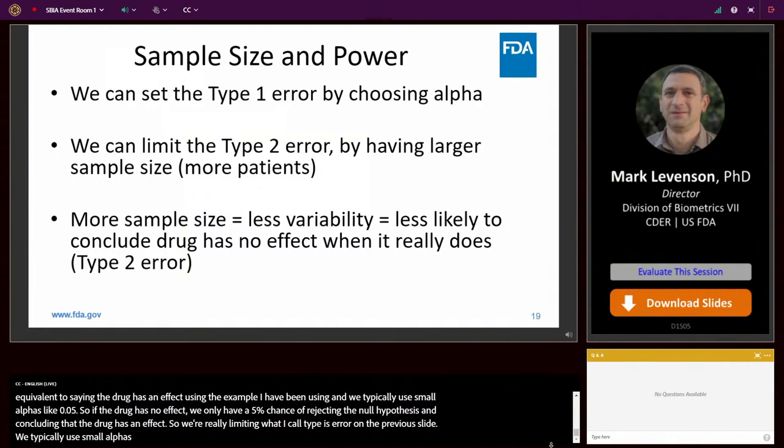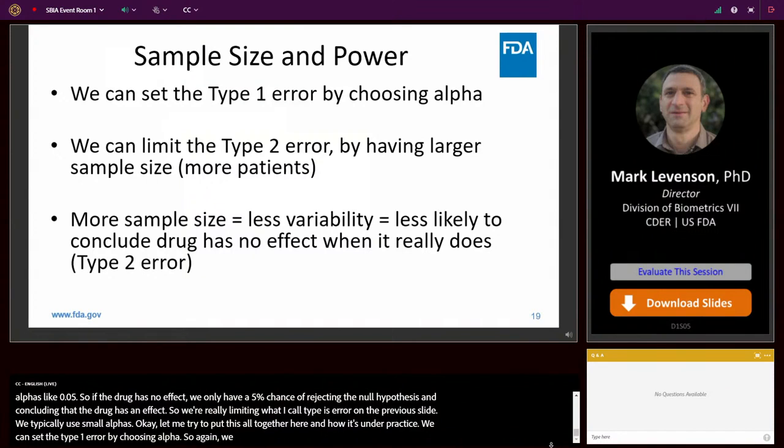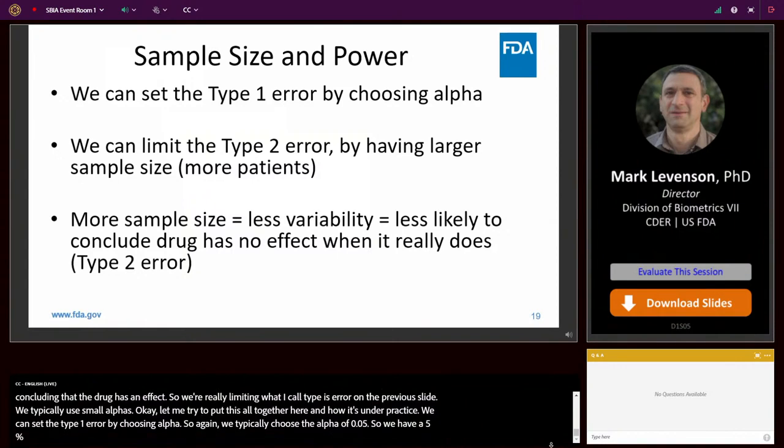Okay, let me try to put this all together and how this is done in practice. We can set the type 1 error by choosing alpha. So again, we typically choose an alpha of 0.05. So we have a 5% chance of making a type 1 error, a 5% chance of rejecting the null when the null is actually true.